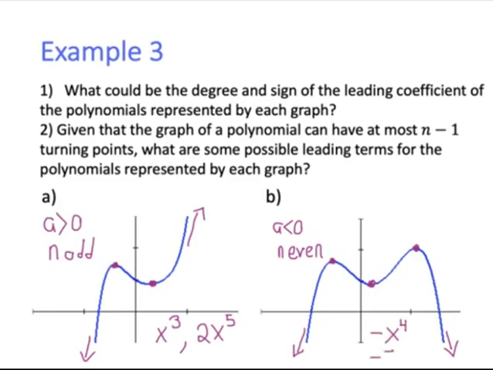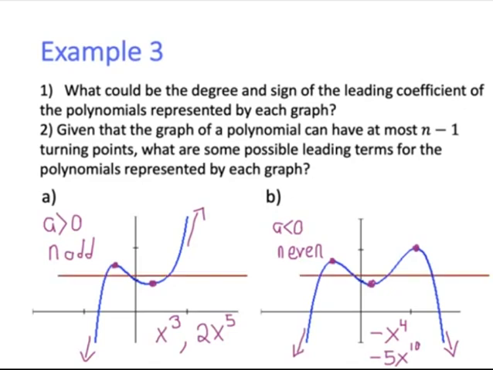Another example, we could have negative 5x to the 10th as our leading term, as long as it's even and it's a power that's greater than or equal to 4, because we have 3 turning points. We have to add 1 to the number of turning points. And also, again, a is less than 0, so these satisfy that. So that's just 2 examples there.